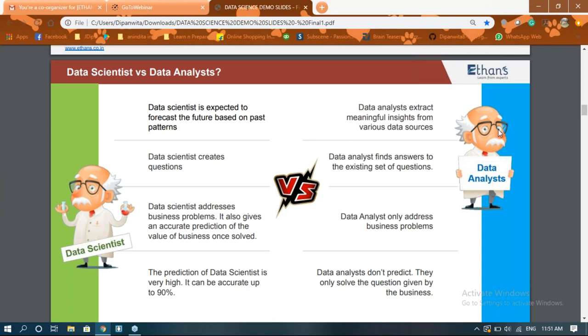Next, very important to understand is that when a data scientist makes a future prediction, it cannot be 100% correct. Why? Now you will ask, then why do businesses use that?